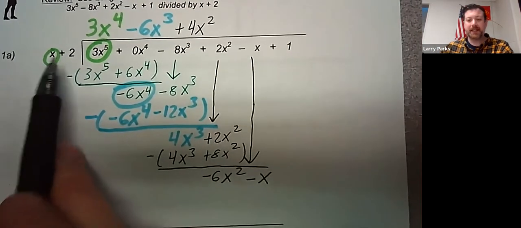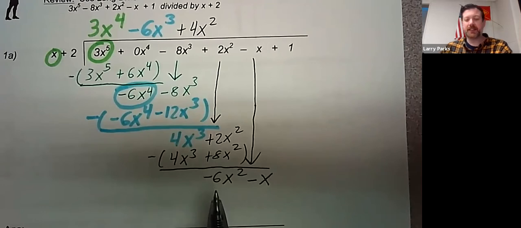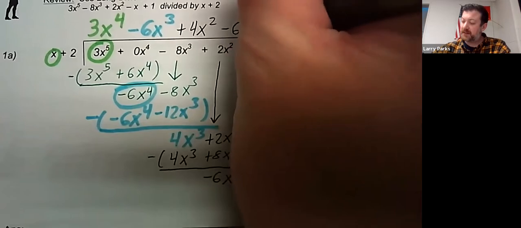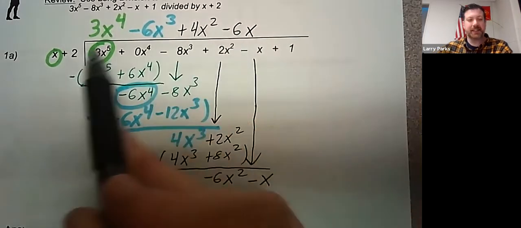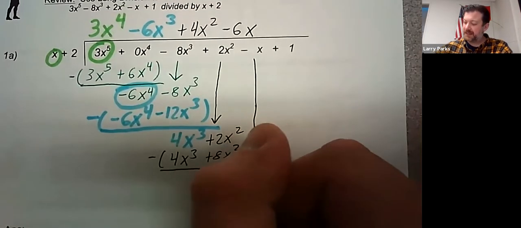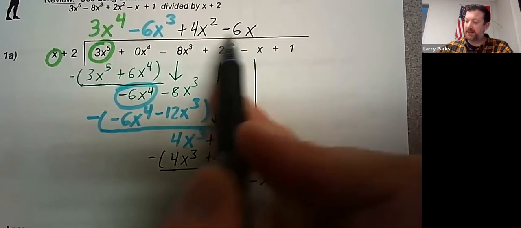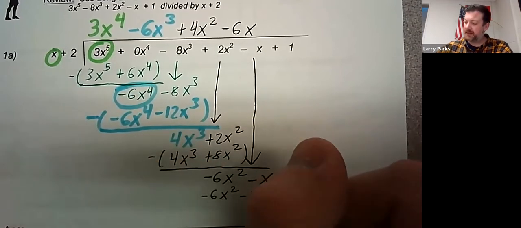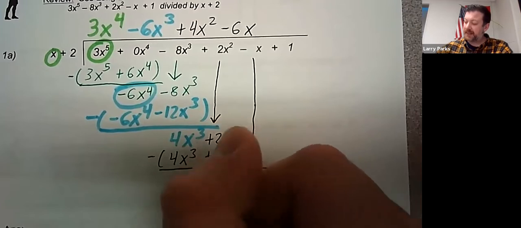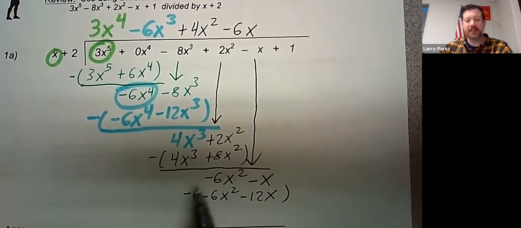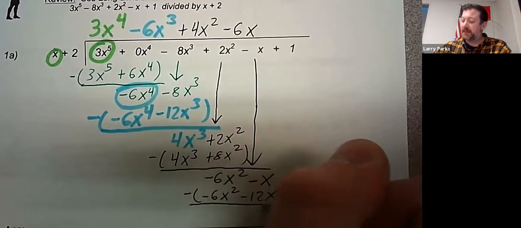You then say x times what is negative 6x squared? That'd be negative 6x. You then take negative 6x times x, and negative 6x times 2. You take that away. Negative 6 minus negative 6 is the same thing as plus 6, so that goes away. Negative 1 minus negative 12 is the same thing as negative 1 plus 12, and so that would be 11.